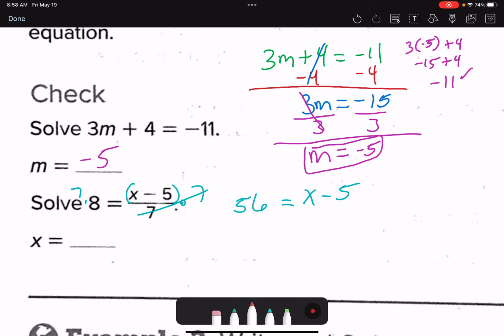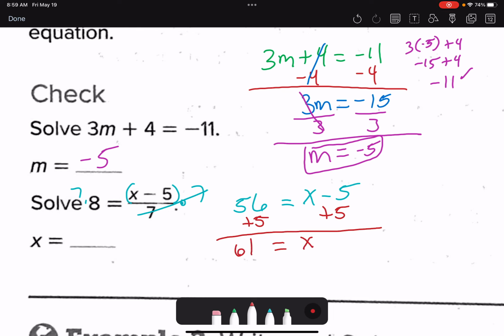So I have x minus 5. How do I get rid of minus 5? We add 5. Add 5. And guys, I want you guys to write this out exactly like I'm doing with the steps shown and everything, because I want you to be able to look back on this and review it. And then 56 plus 5, let's think about this. What is 56 plus 5? It's 61.